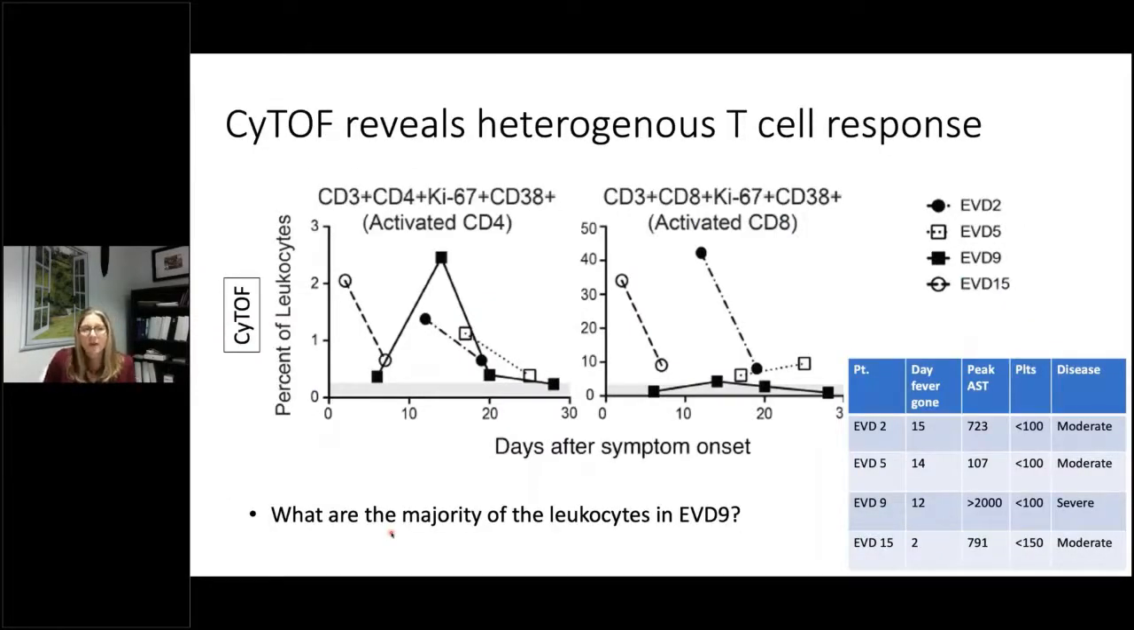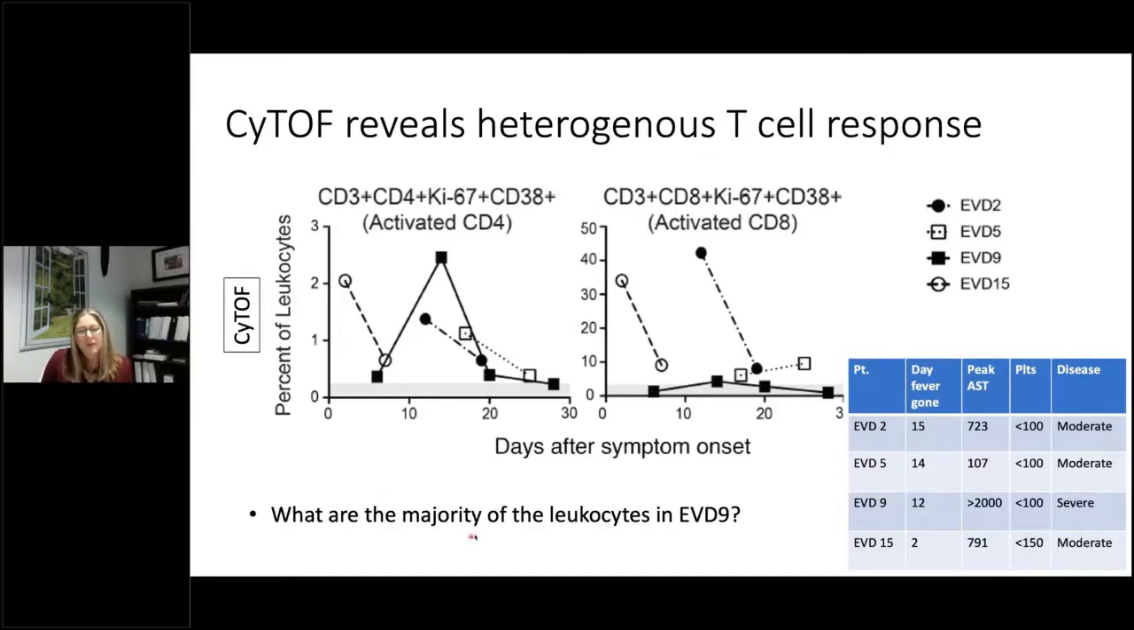When we looked at the CyTOF data to look at our T cell responses, again, we're looking at the percent of total leukocytes. We see activated CD4 T cells like we would expect in all 4 patients, but really something striking showed up when we looked at activated CD8 T cells. And you can appreciate this patient, EBD9, who I'll remind you had very severe disease and would have died without supportive care, has essentially no activated T cells in the context of total leukocytes, which means there's a lot of cells that are present in this sample that we're somehow missing.